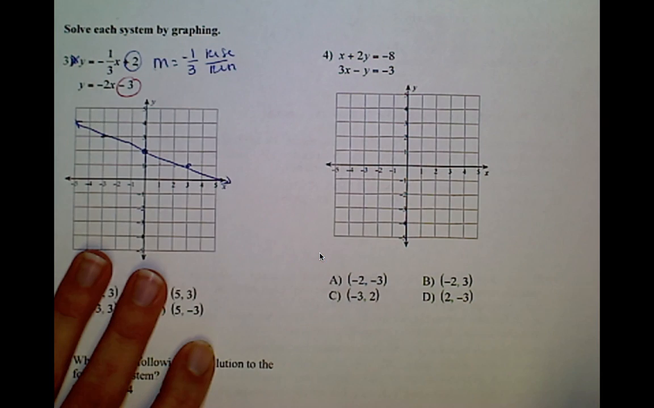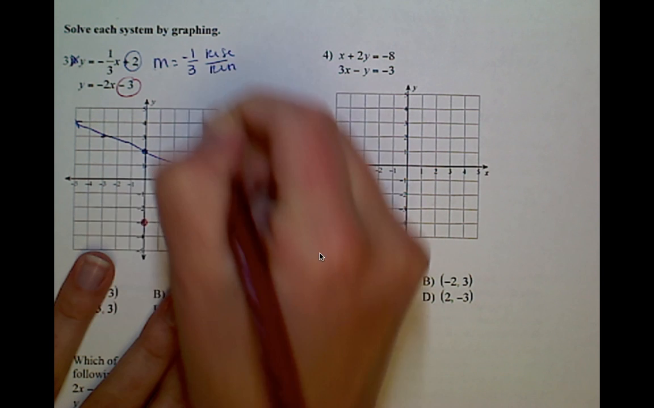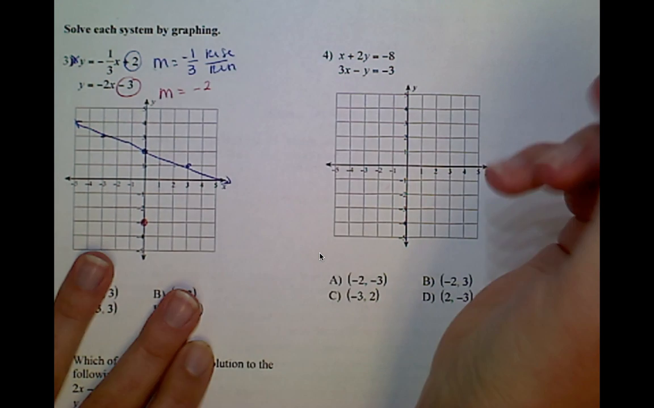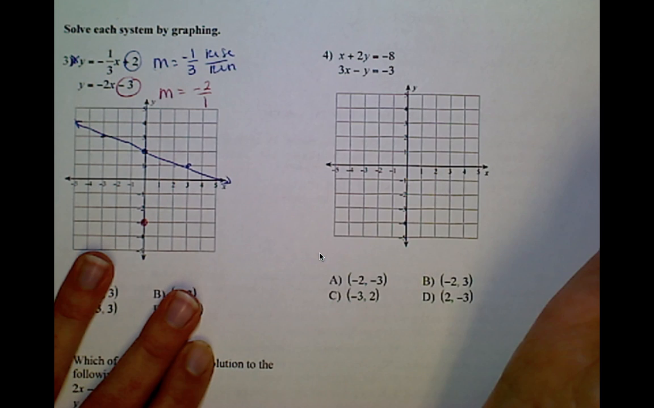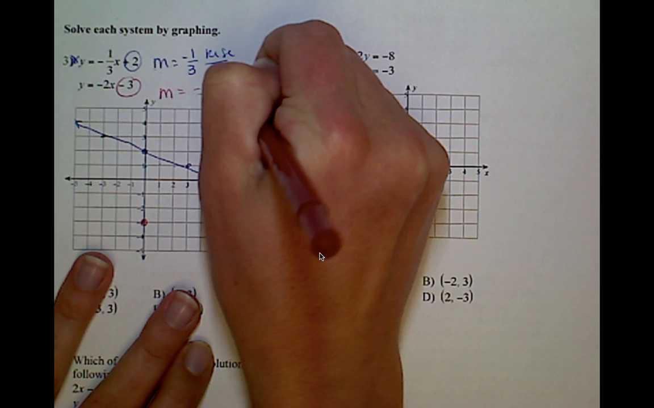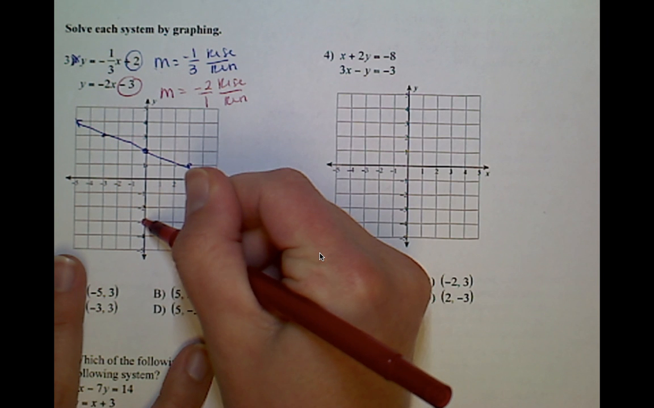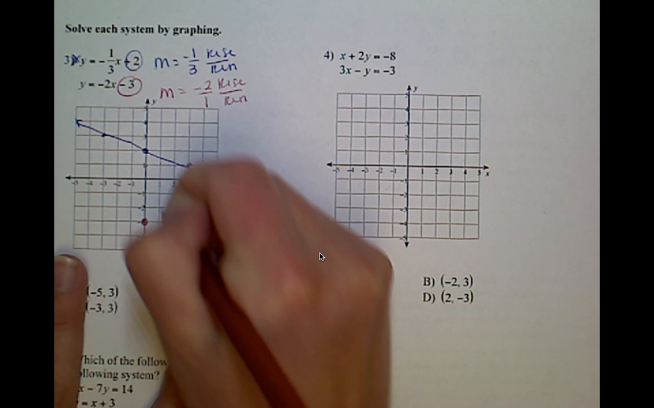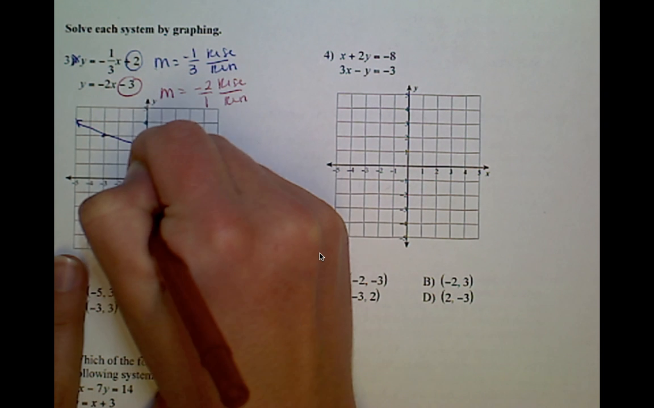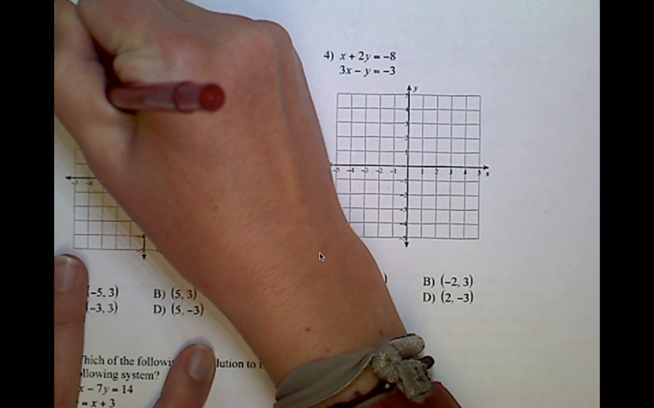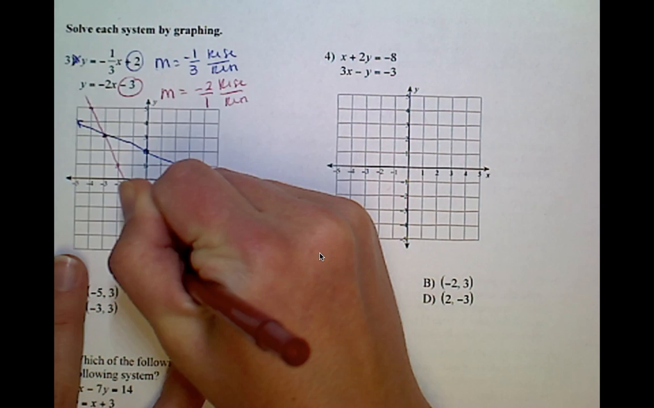Next one, we're starting at negative 3 on the y-axis, and my slope is negative 2. It's not written as a fraction, but we can always write any whole number over 1. Once again, rise over run. So I'm going to rise negative 2, so really fall 2, and I'm going to run 1 in the positive direction. Or I can go up 2, left 1, up 2, left 1, up 2, left 1, until they finally hit each other right there.